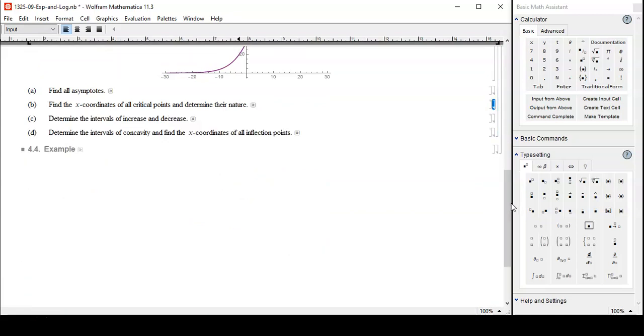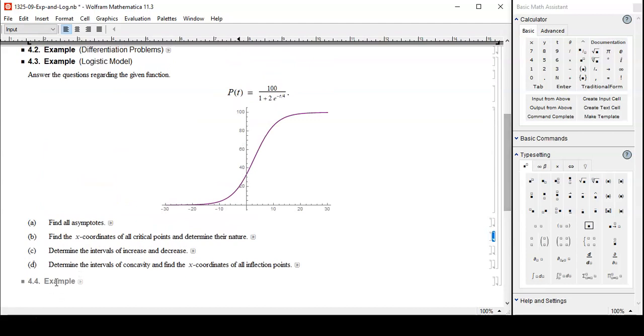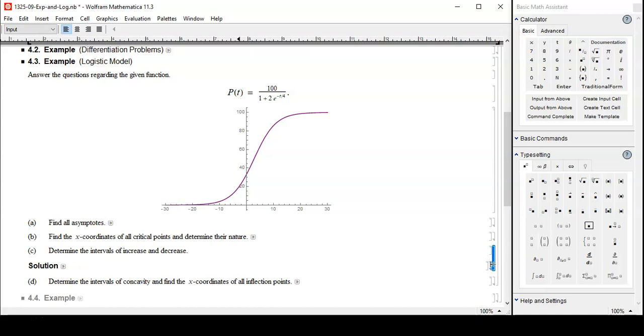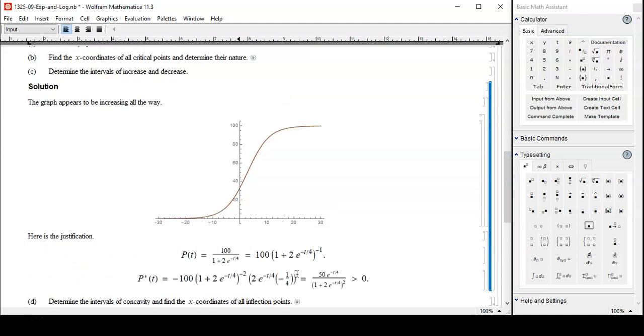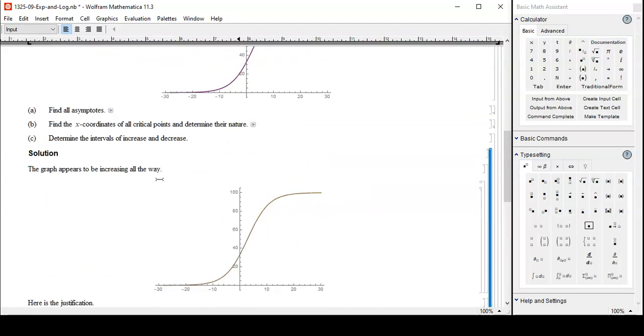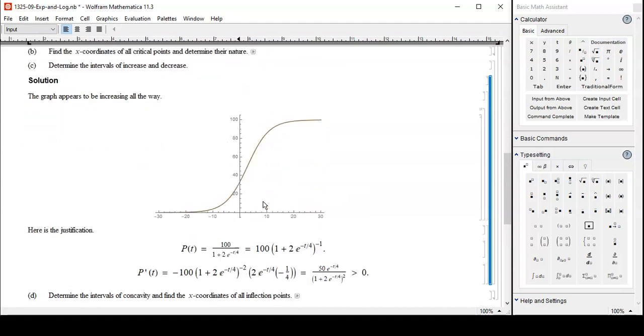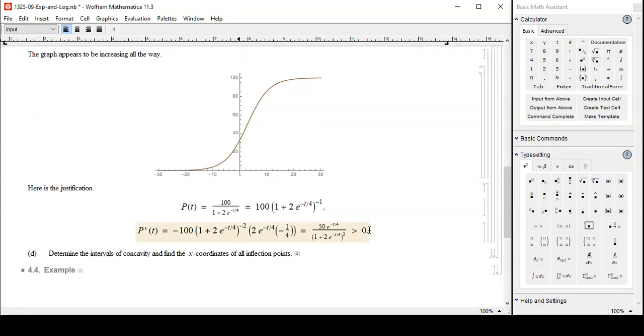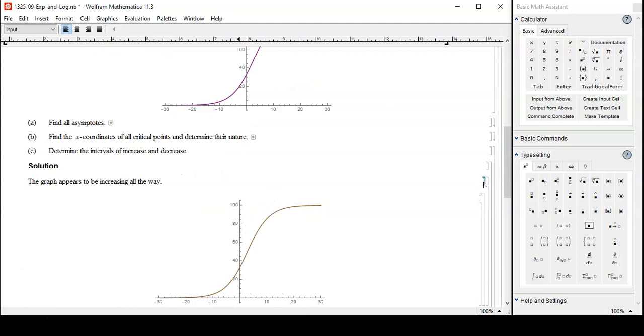Okay, all right, getting warmer and warmer. Determine the intervals of increase and decrease. Oh, come on, it increases all the time. So the interval of increase is negative infinity to positive infinity, and there is no interval of decrease. Yeah, increasing all the way, and the derivative stays positive all the way. We already checked that.